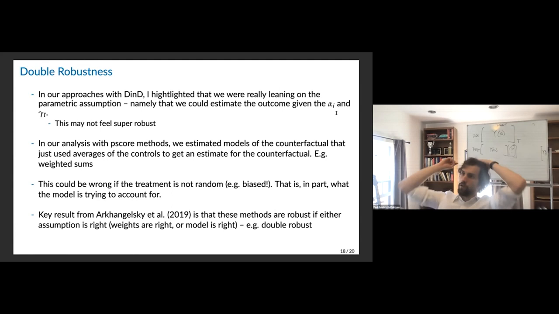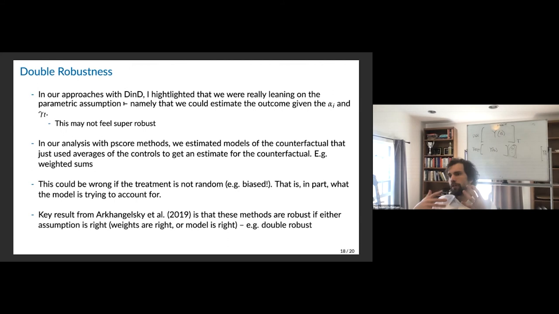Obviously this could be biased if the treatment wasn't random. So if we didn't have this random thing, it could be biased. But if we had the right p-score method, we could account for that. And that's what the model is basically trying to account for. So the modeling of either the p-score or of the underlying factor structure in difference is trying to say, if we get the model right, then we're basically going to be accounting for any potential bias differences between the two.